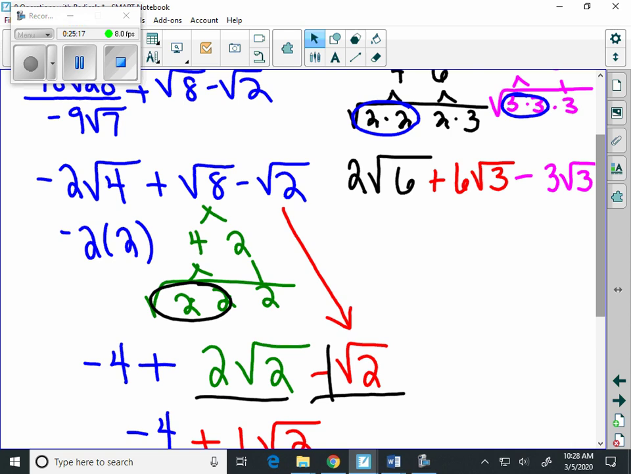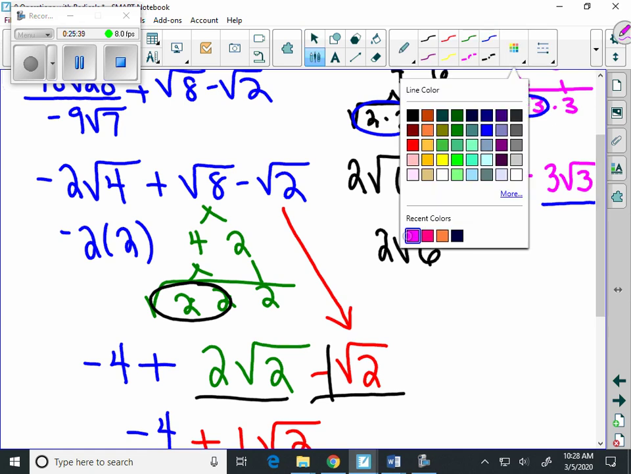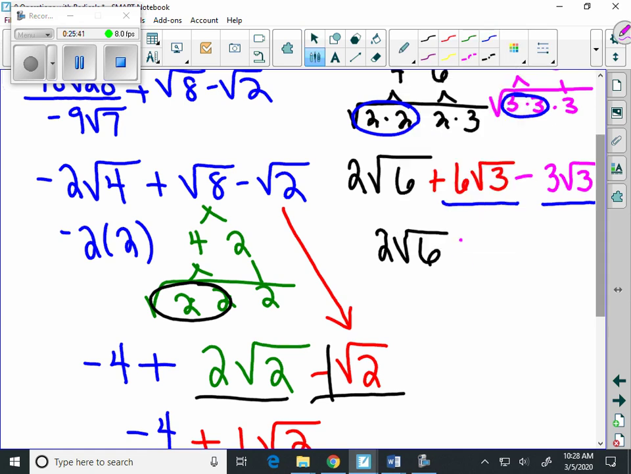And then when we look at this particular part, the red and the pinkish purple both have the square roots of 3 in them, so we can simplify there. The 2 square root of 6 is not going to change. It is not alike with anything else. But the 6 square root of 3 minus the 3 square root of 3 leaves us with 3 square root of 3. 6 minus 3 is 3, and then we still have the square root of 3.